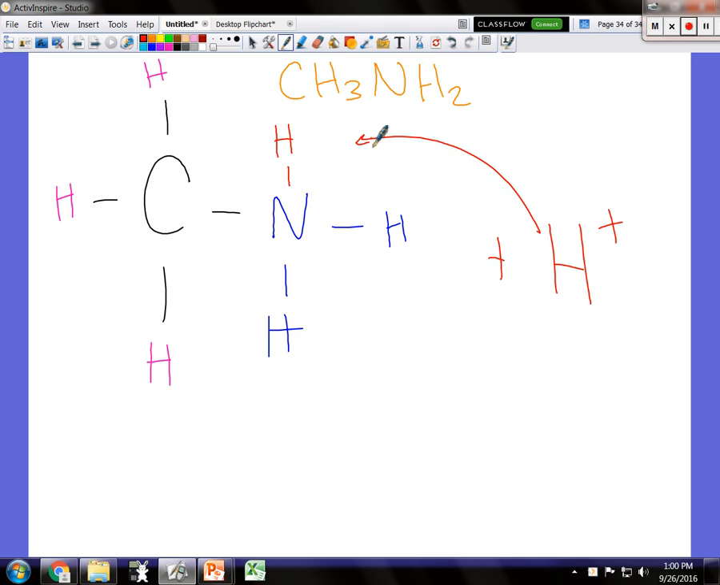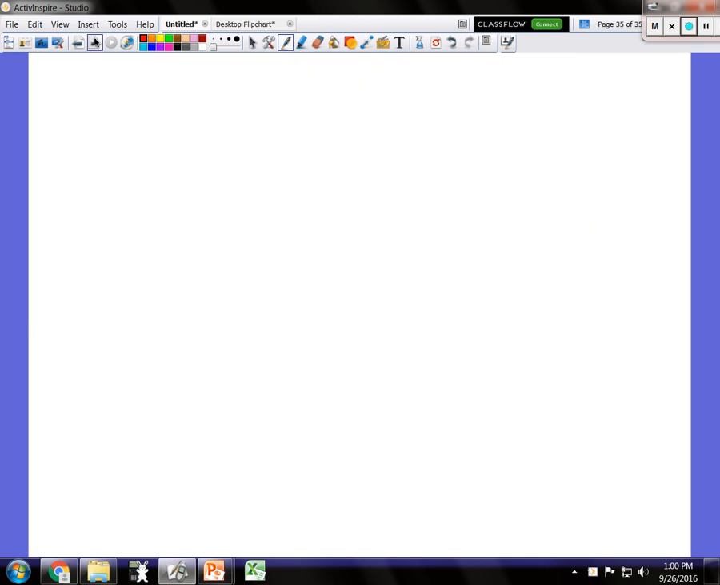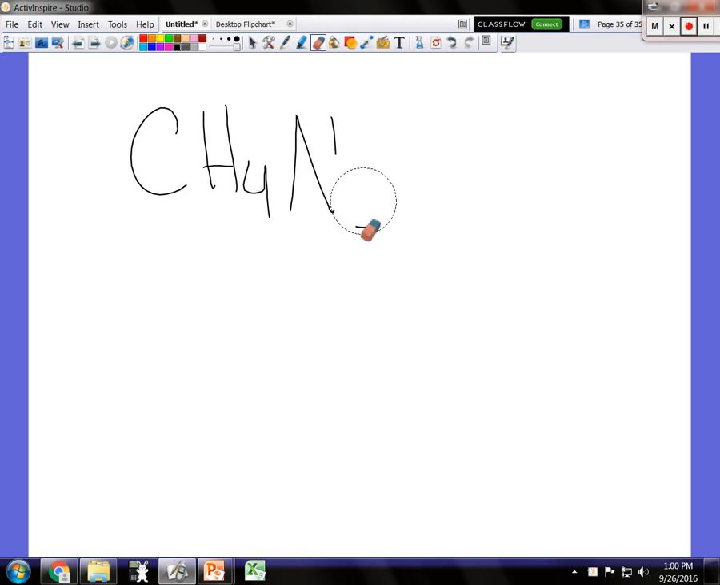Now, before I did that, that entire compound was neutral or charged? It was neutral. As soon as I add an H plus to it, it becomes charged. But my original question was, why is it not written CH4NH2 plus? The hydrogen attaches to the nitrogen, not the carbon. Does that make sense?